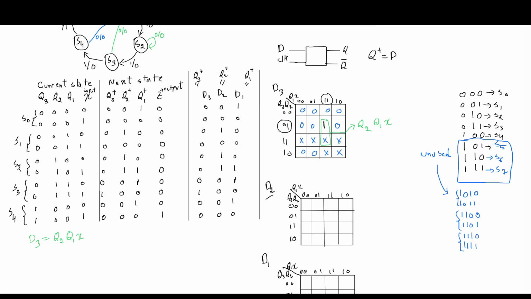The don't care terms will be the same, so let's fill them. Now let's look where D2 is 1. It's 1 in this location. This corresponds to 0, 0, 1, 0. 0, 0, 1, 0 is in this location. Next time we have 1 is in this location here. So this corresponds to 0, 1, 0, 0. 0, 1, 0, 0 is in this location.